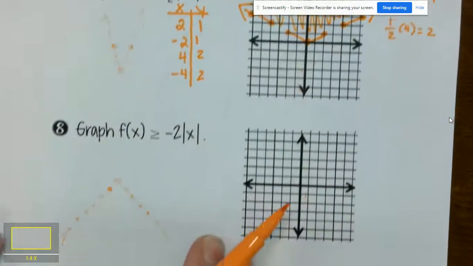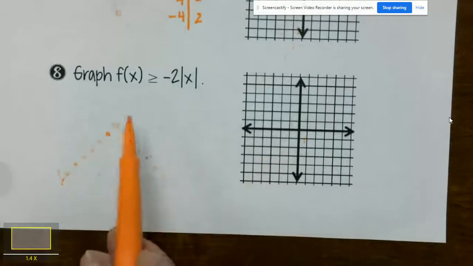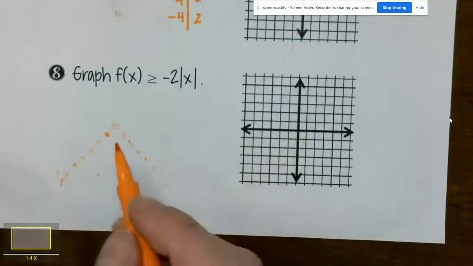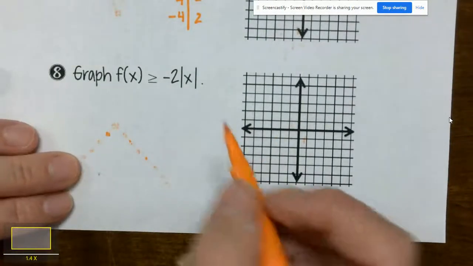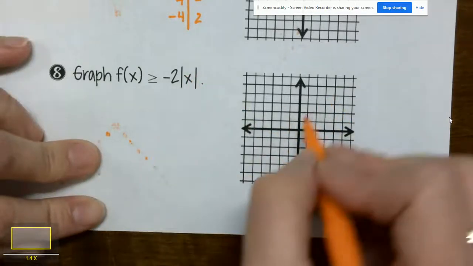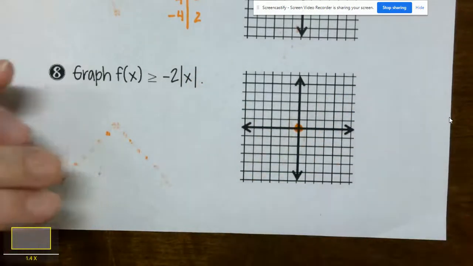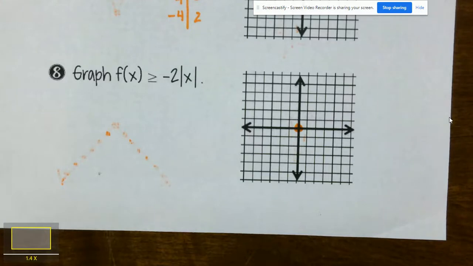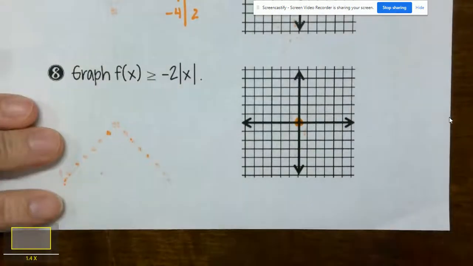Okay, one more. F of x is greater than or equal to -2x. Okay, now my vertex is still going to be at 0, 0. And by the way, guys, if you have trouble deciding what these are going to look like and you just can't graph these, use Desmos. Graph these on Desmos and then put them on your graph. I am fine with you doing that, okay? So if you need to use Desmos, please feel free to do so.